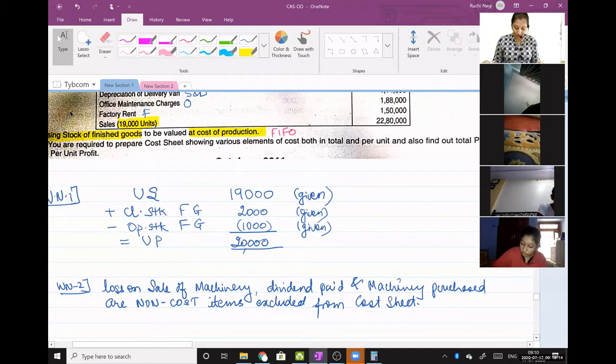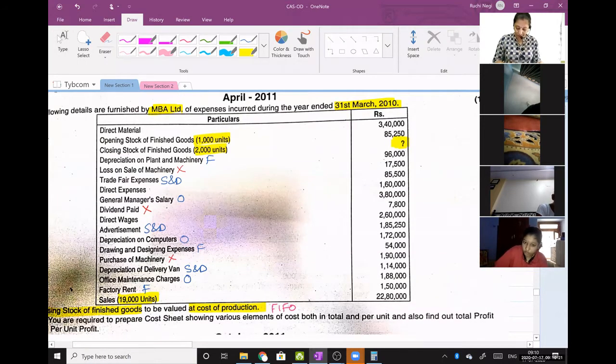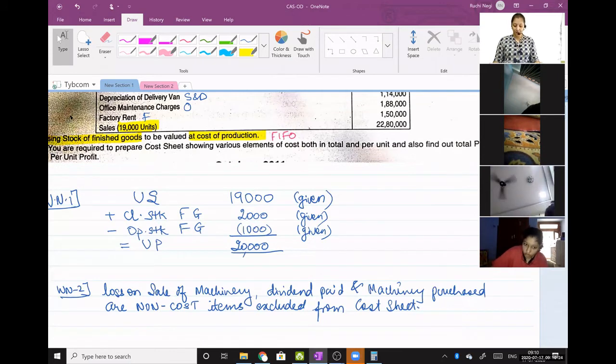Loss on sale of machine, dividend paid, machinery purchased are non-cost items excluded from cost sheet, out of which loss on sale of machine is a financial loss, dividend paid is a financial expense, machinery purchase is a capital expenditure. I hope you all are able to relate it with the theory part which I have discussed. Okay, the last note number 5.